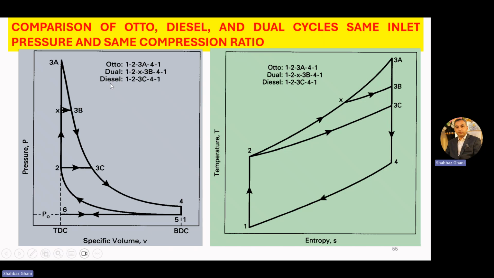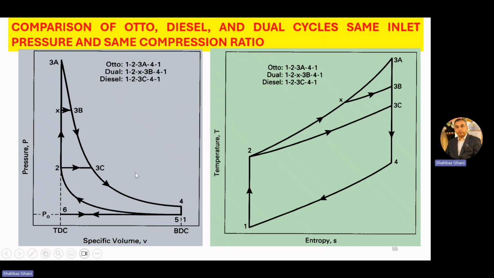Now, as far as the diesel cycle, it's a constant pressure cycle. Process 6 to 1 is the same, and 1 to 2 is the same. Then from 2 to 3C is the heat addition at constant pressure. From 3C to 4, we have the power stroke, and then we have exhaust blowdown and the exhaust stroke.